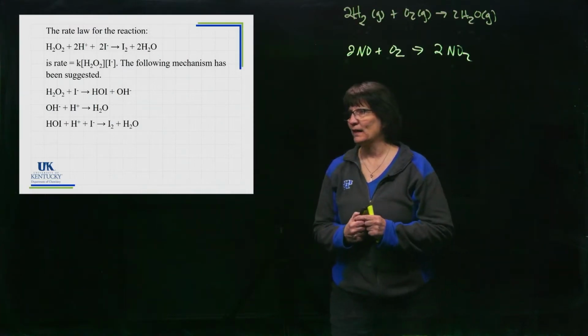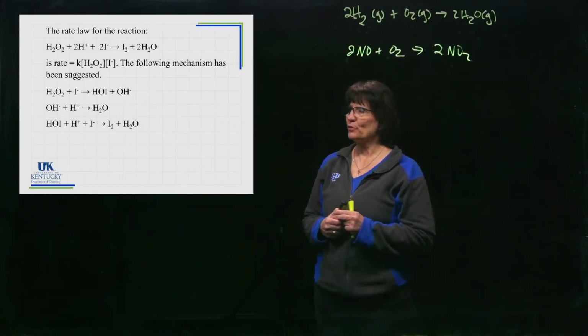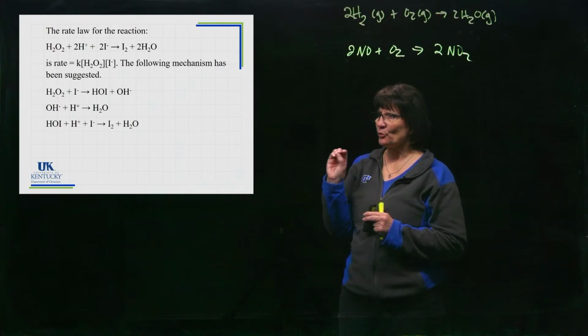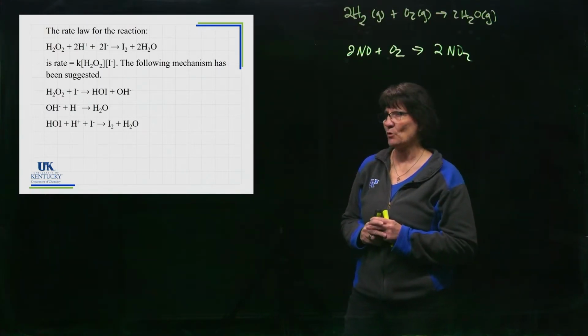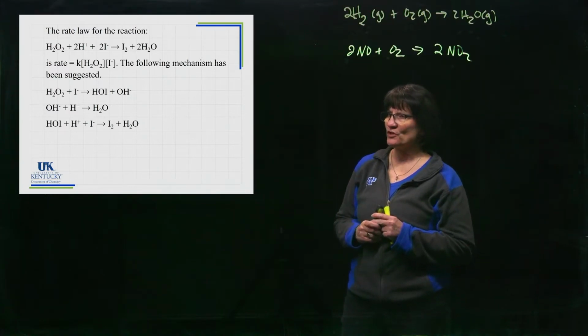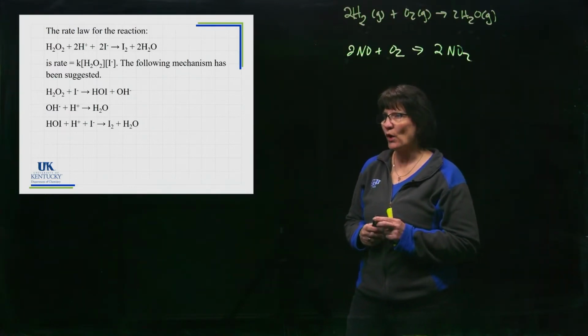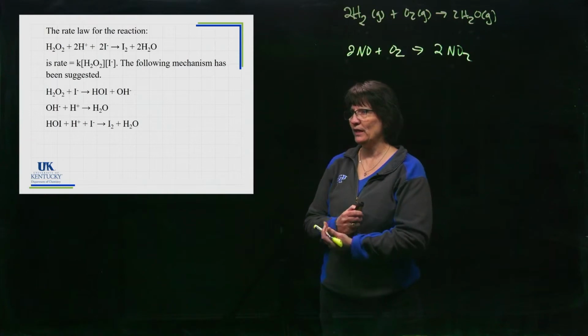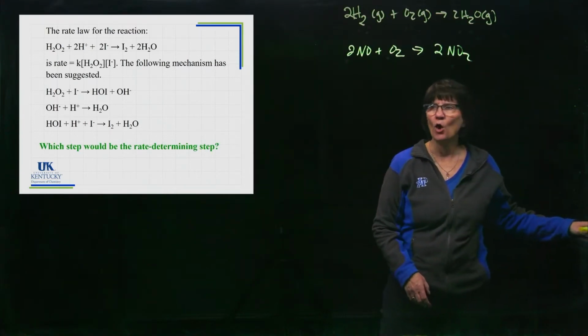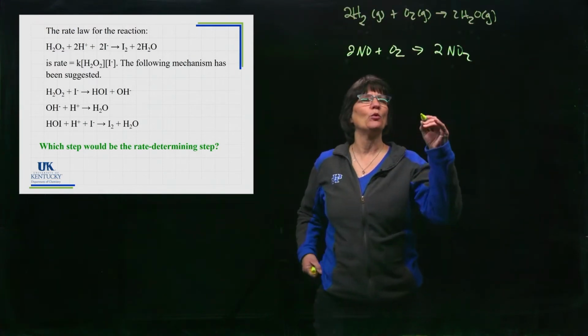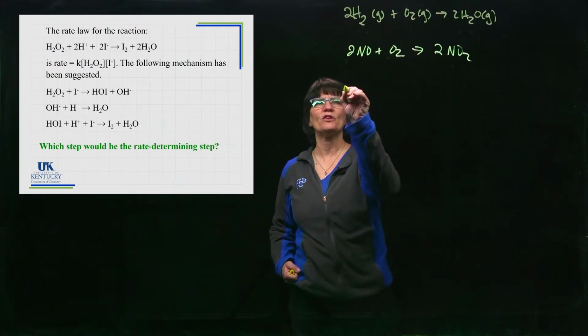All right, let's look at this mechanism. Rate law of this reaction, we have an overall reaction. The rate law was determined to be this, and it was determined experimentally. Okay? This mechanism was suggested for it. The question that I have for you is this: which step would have to be the rate determining step? Well, what we'll do is we'll go through and we'll write the rate laws for each of those steps.